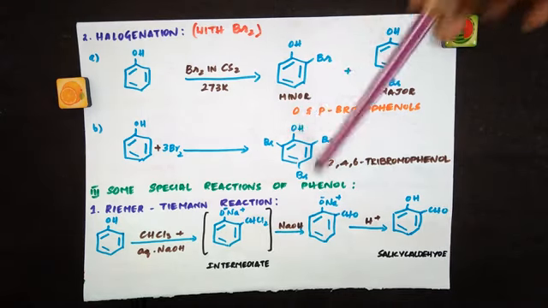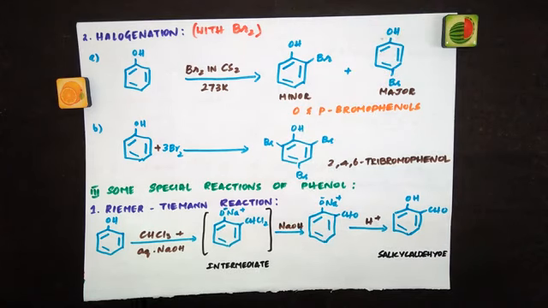This is actually a white precipitate. We use this reaction to identify phenol. It is used as a test for phenol. Whether the given sample is phenol or not, we decide by treating it with bromine water. If you add bromine water to phenol, it gives you white precipitate because of the formation of 2,4,6-tribromophenol. If you don't get a white precipitate after adding bromine water, then the given sample is not phenol. So this is how we use this as a test to identify phenol.